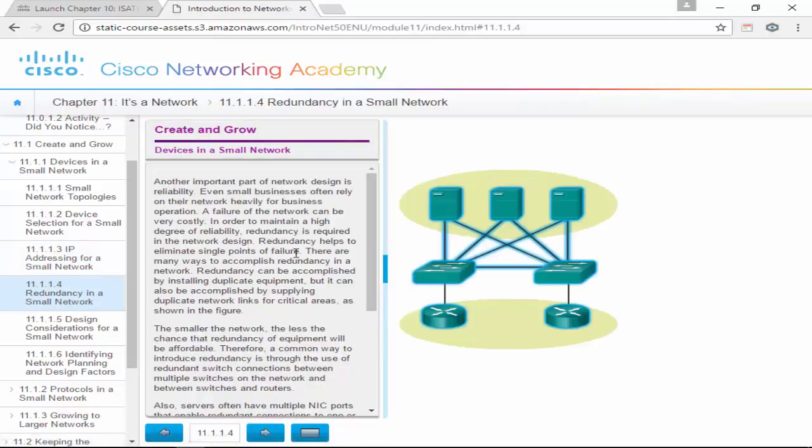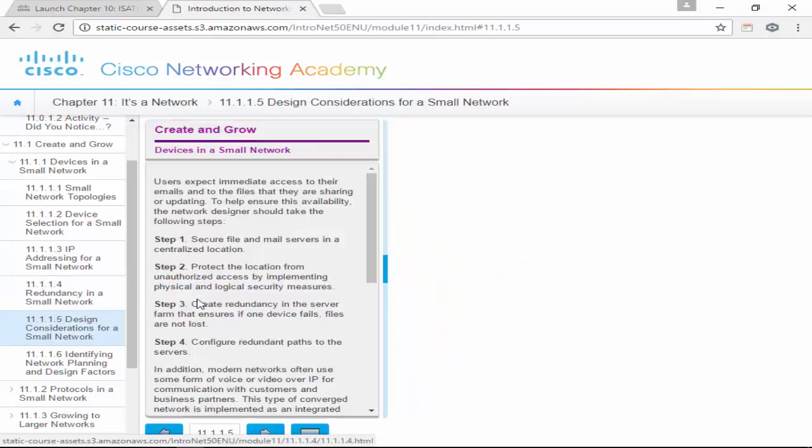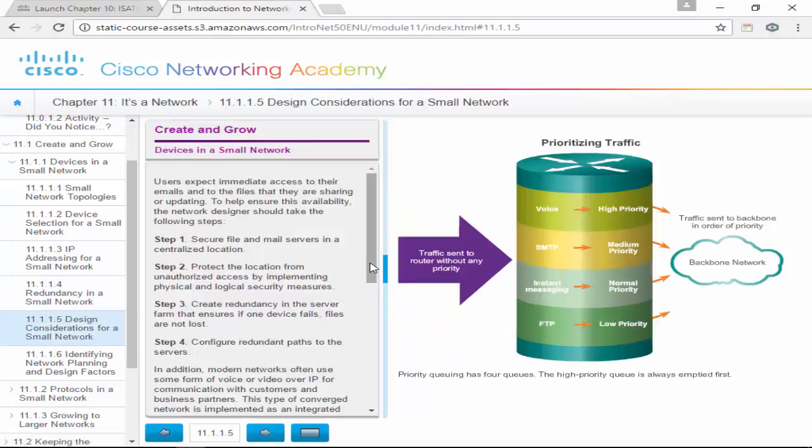Redundancy in a small network. Yeah, we could have this. Actually, redundancy in a small network is easier than in a big network. It costs a lot less. So we just want to make sure our servers go to multiple switches so that if one goes down, it doesn't crash the whole network.